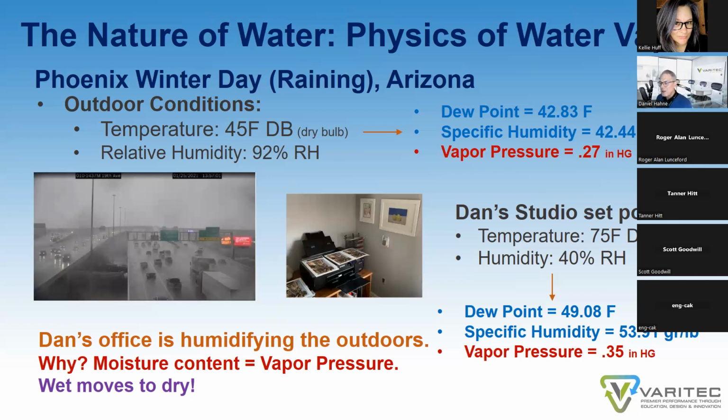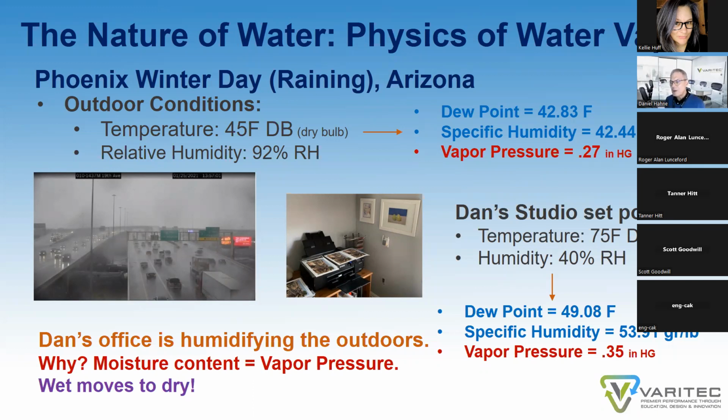So I ran the calculations for my studio, thinking we've got a lot of moisture coming into my office because I'm only at 40% RH. Well, if we look at the conditions of the office, again, dew point was 49 at 40% RH. Specific humidity is 53.91 and vapor pressure is 0.35. The vapor pressure of my office was greater than outdoors. So consequently, my little office was trying to humidify all of Maricopa County when it was raining outside.